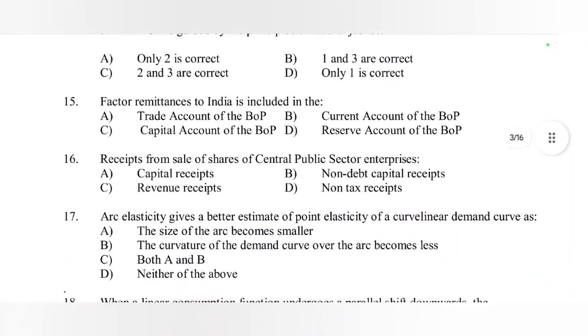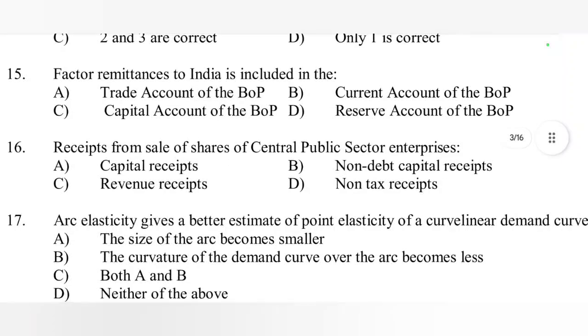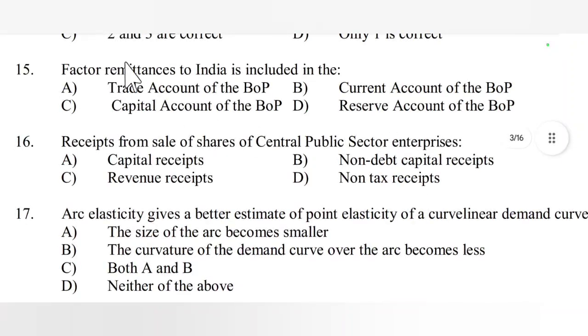Then the next important question is question number 15. Factor remittances to India are included in the trade account of the balance of payment, or the current account of the balance of payment. Yes, factor remittance to India is included in the current account of the balance of payment, option B.